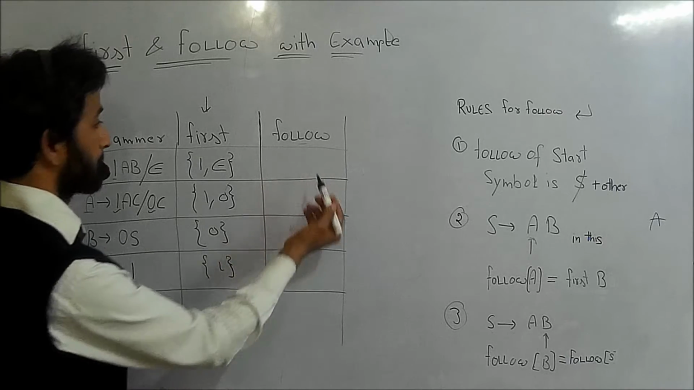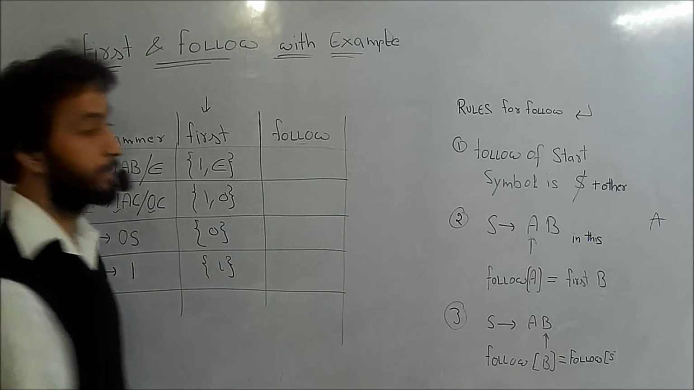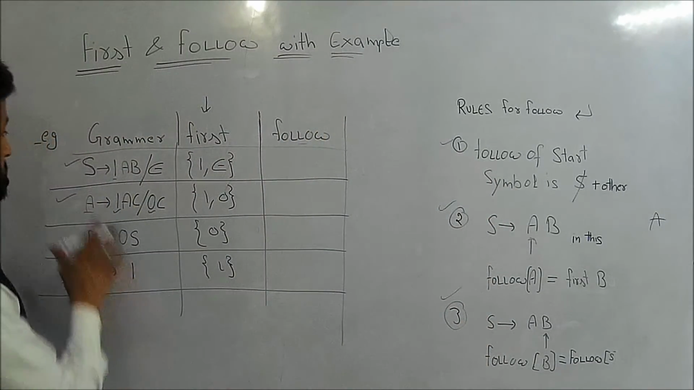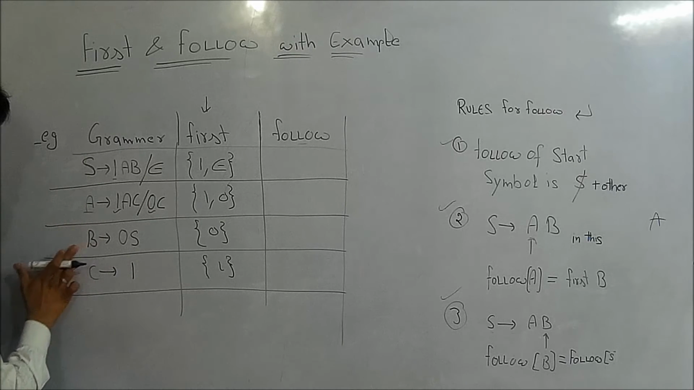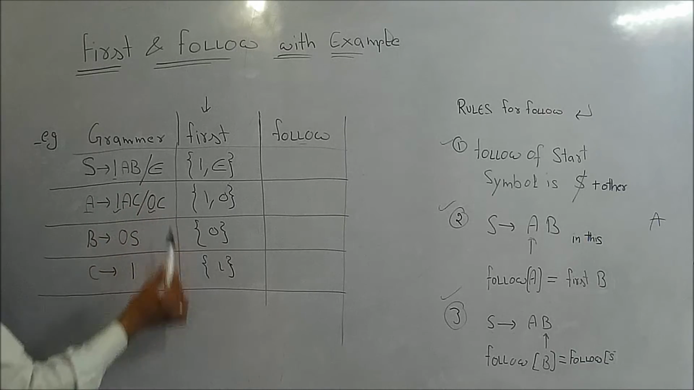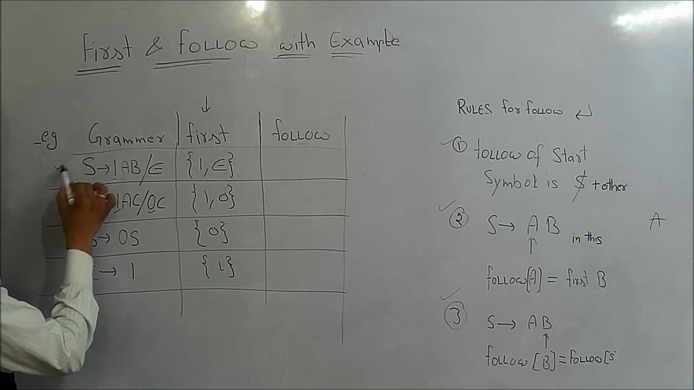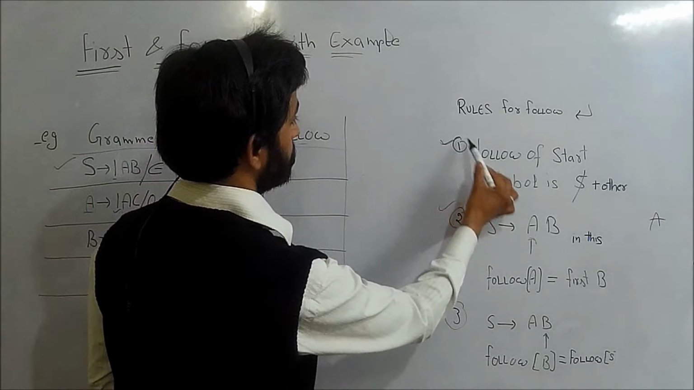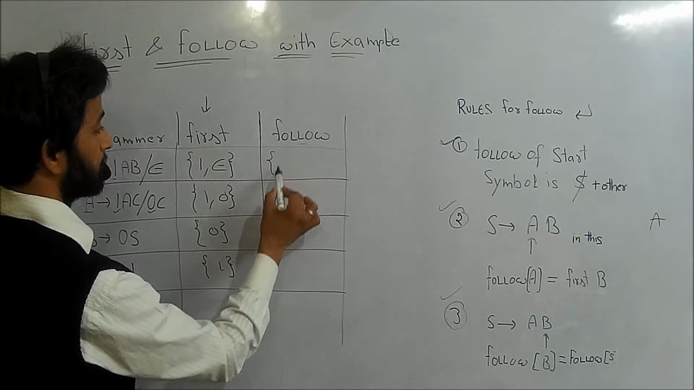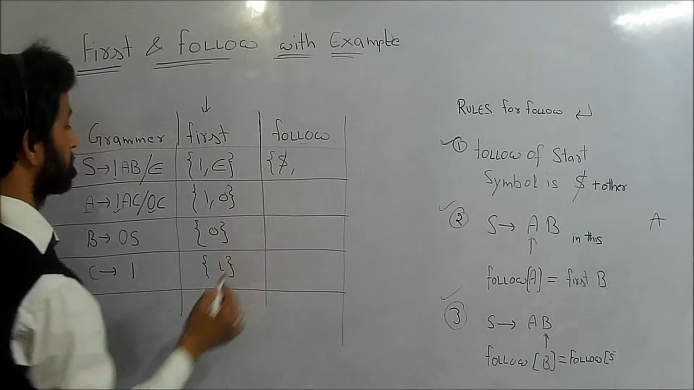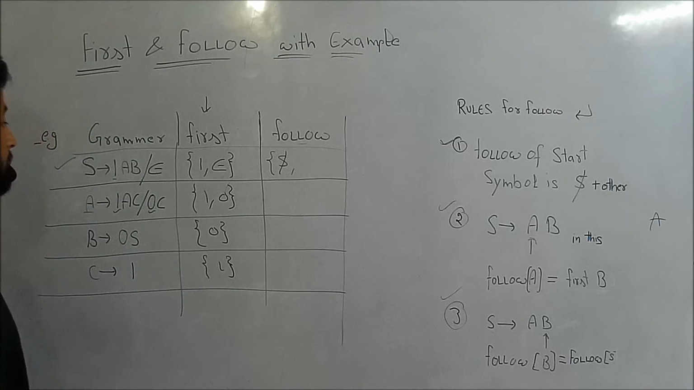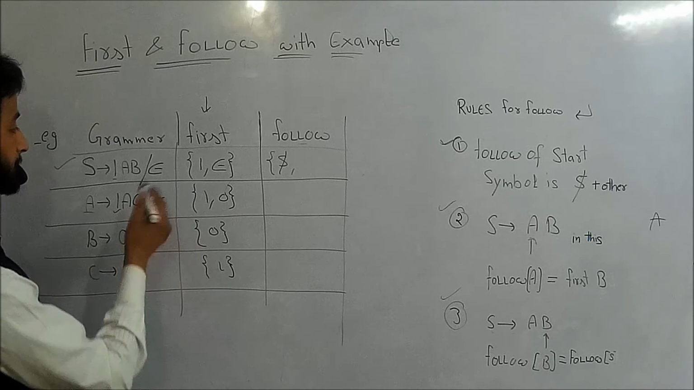So for calculating the follow, we have to remember these three rules which we have discussed in our previous lecture. So let us start with the first production of the grammar in which S derives 1AB and epsilon. Okay, so this one is the start symbol. So by following rule number 1, in which follow of start symbol is always $, S is the start symbol, and then I have to write $ as a follow of S, and then check for the other.